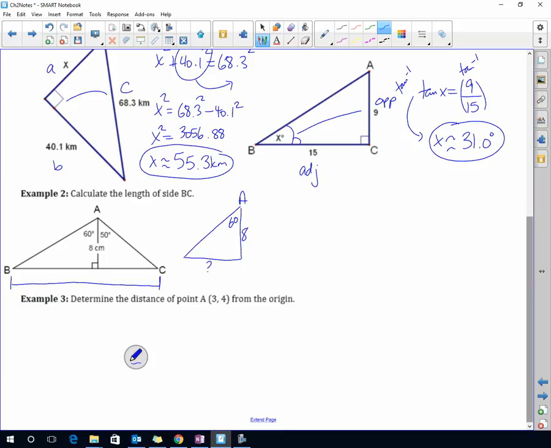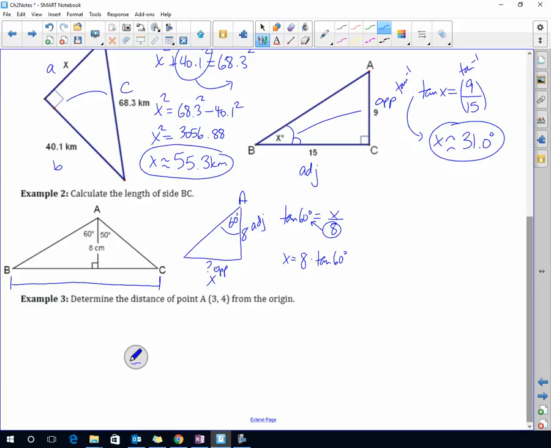So tan of 60 degrees is equal to opposite. I'm going to call it x. x over 8. How do I get x by itself? Cross multiply the 8 over. So it's going to be 8 times tan of 60 degrees. Punch that in your calculator. And we get roughly 13.9, and that's going to be centimeters.